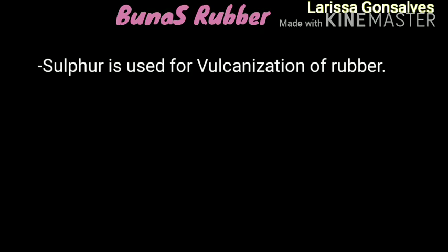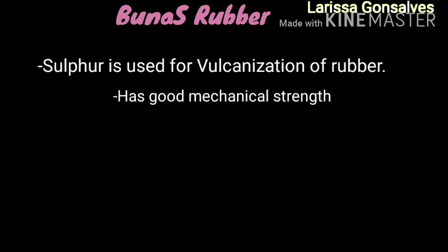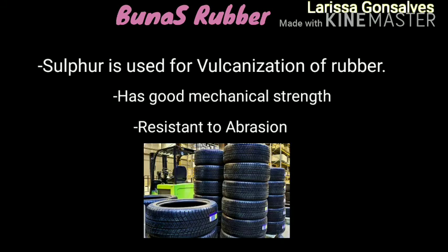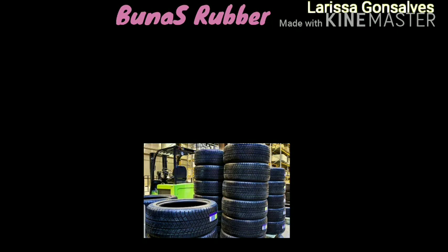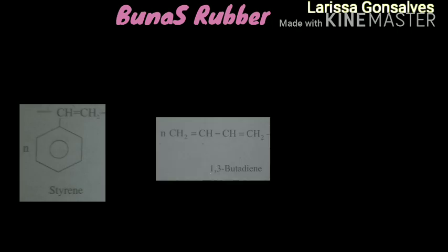Buna S rubber is superior when compared to natural rubber in terms of mechanical strength and abrasion resistance. Abrasion is the damage caused to a surface by rubbing something hard against it. Buna S rubber is used in tire industries. The reaction for the formation of Buna S rubber is as follows.